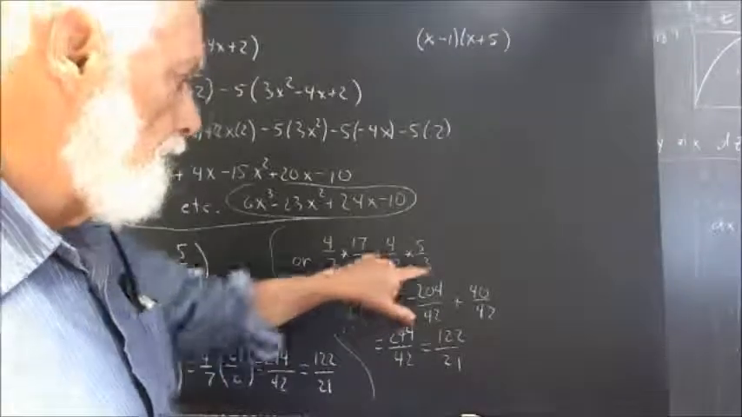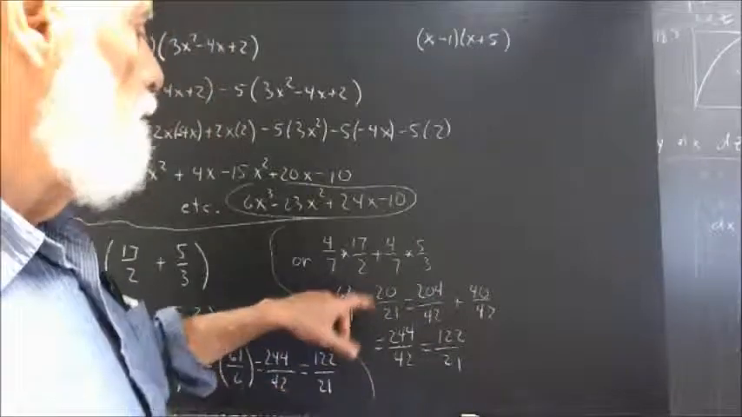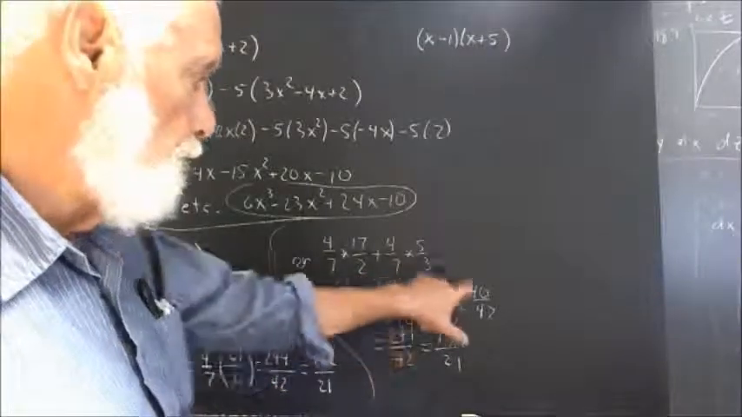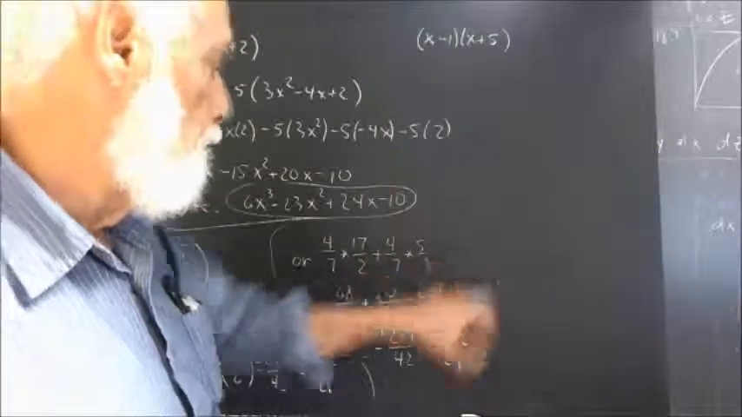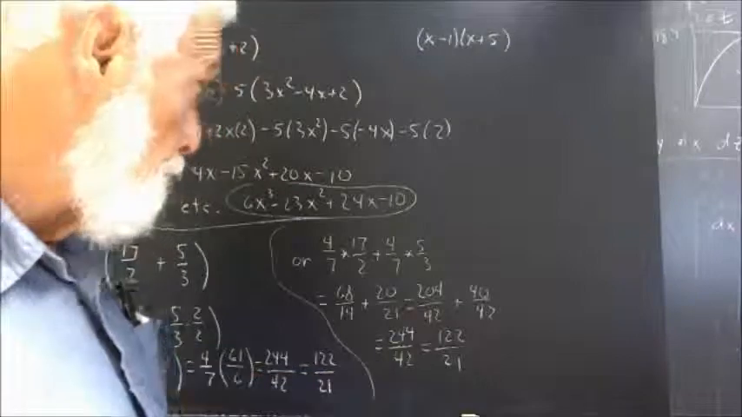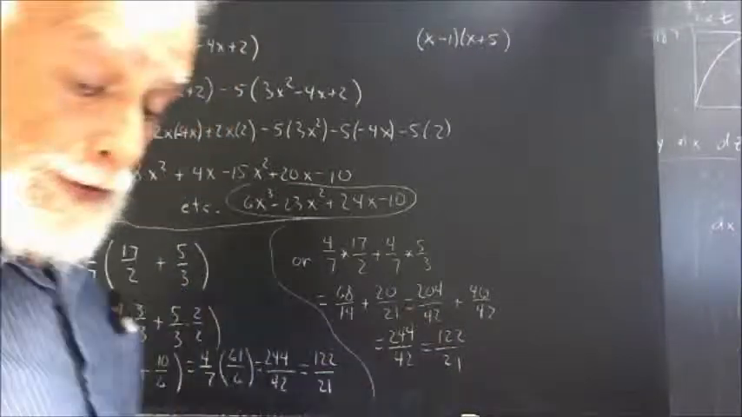3 times 68 is 204. 3 times 14 is 42. And I have to double numerator and denominator here, giving me 40 over 42. 204 and 40 makes 244, so I have 244 divided by 42, which is the same thing we got here, and of course it reduces to the same thing.